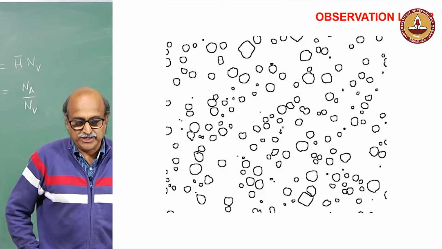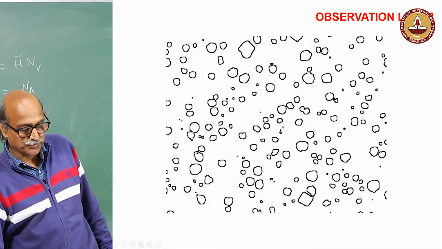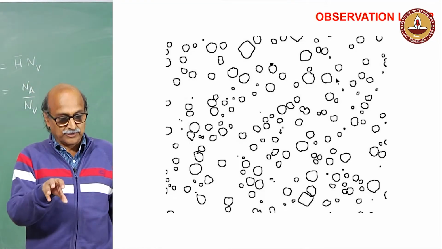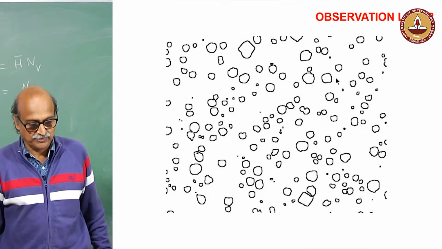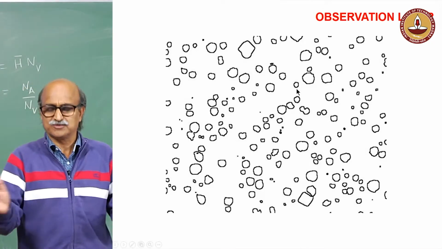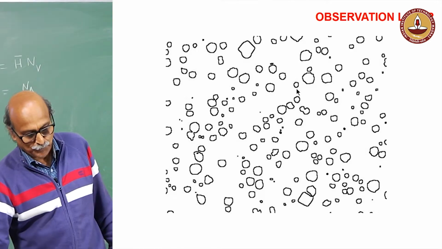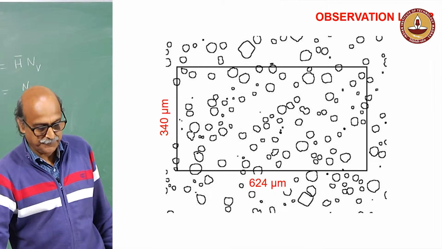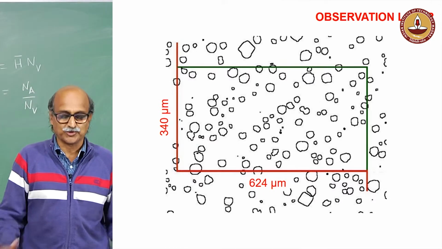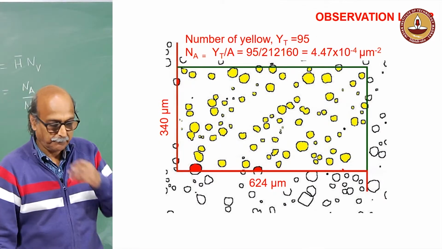Now, this is my observation layer. I have done some image processing to reveal only the contours of the graphite nodules, and removed some of the other features, so that counting is easy. Put the counting frame. Okay. So, this counting frame is put as before, and then do a count of this.